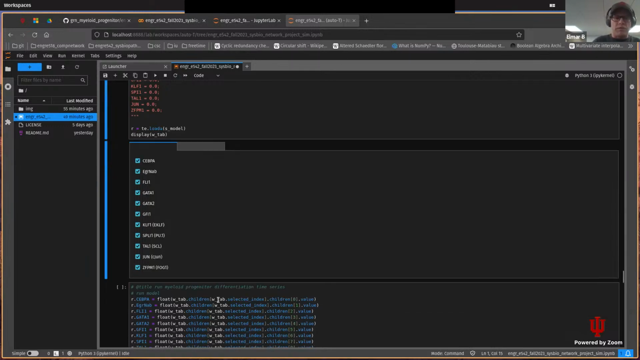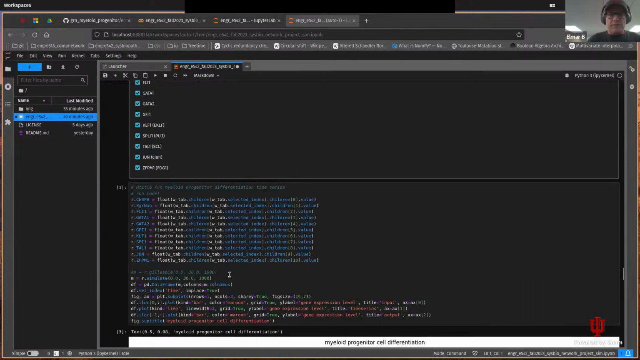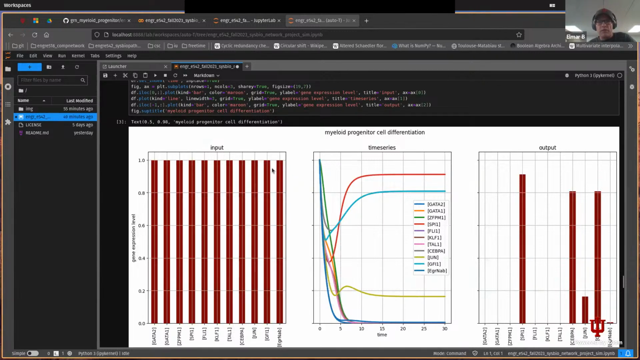In the beginning, for the first run, let all the cells set. They would be all on, and then we run the network, and you can see our input was all on. This is our time series, and this is how we end up with which genes, how they are expressed. So SPI1 will be expressed, CEBP alpha will be expressed.